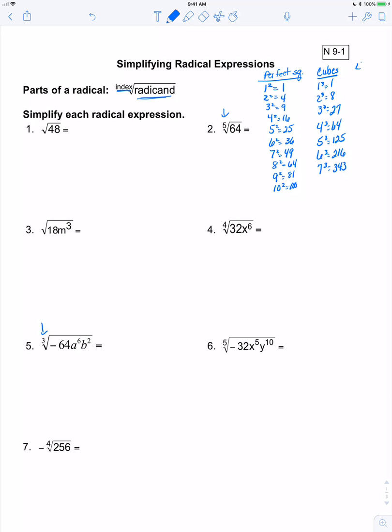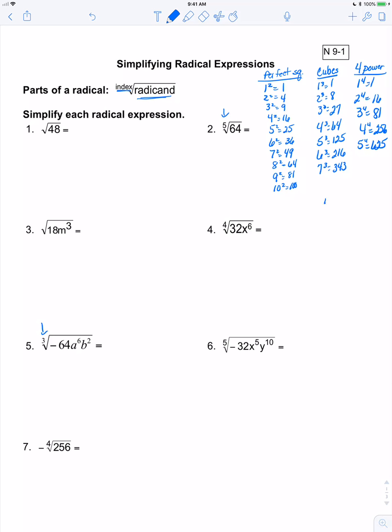So then our 4th powers, things brought to the 4th power: 1 to the 4th is 1, 2 to the 4th is 16, 3 to the 4th power is 81, 4 to the 4th power is 256, 5 to the 4th power is 625. That's as far as we're going to go.